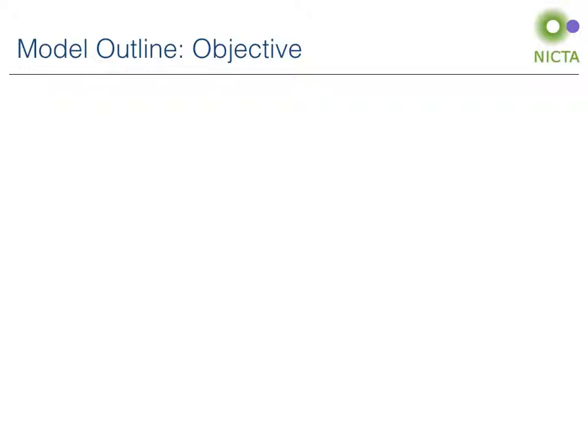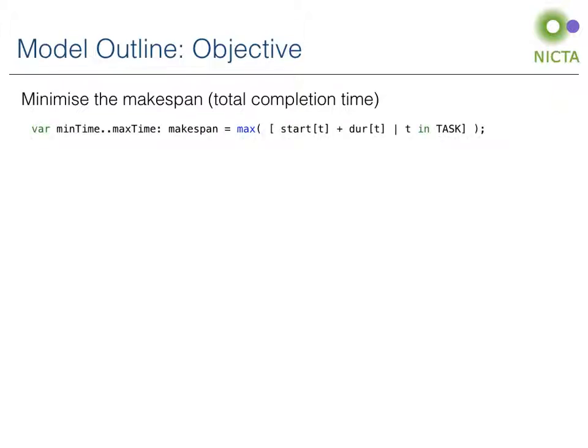Finally, we must define the objective of the model. In most scheduling problems, the objective is to minimize the total completion time of the project, also known as the makespan. We define a new variable and add a constraint that ensures it is greater than or equal to all of the end times.